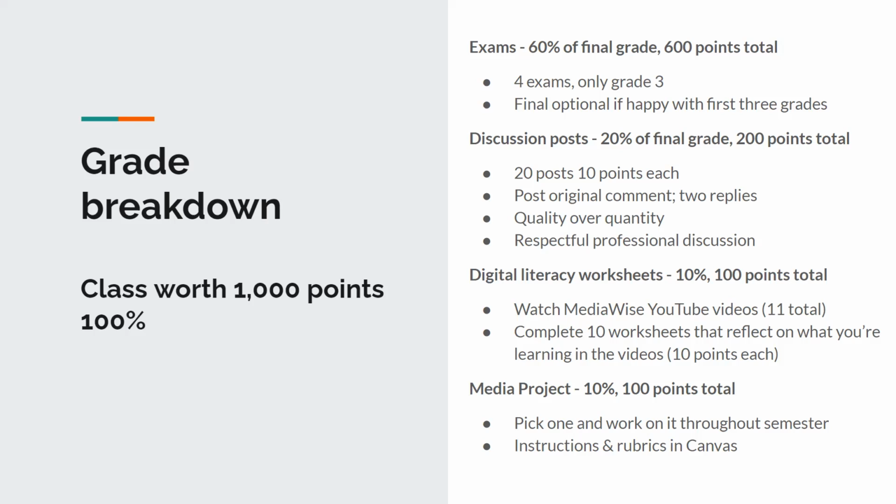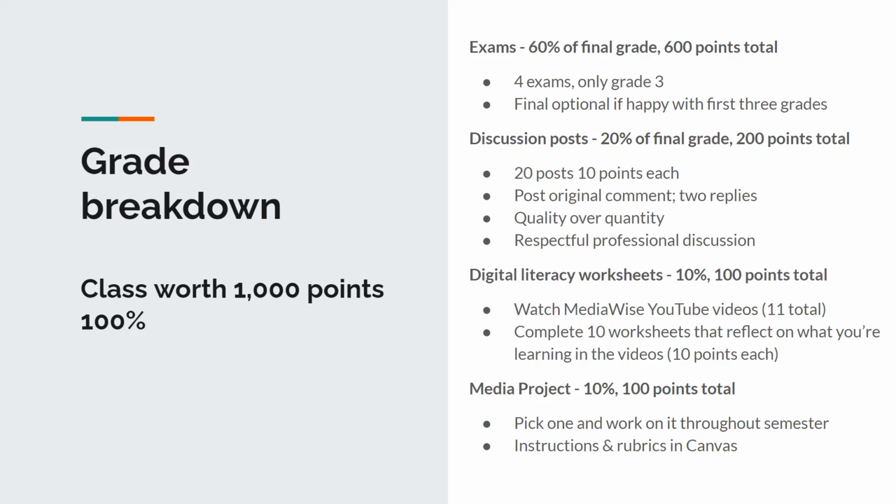Now, 10% of your grade will be through digital literacy worksheets. You're going to watch a MediaWise YouTube video series by author John Green. There are 11 total videos, but the first one is kind of an overview of the series, so you don't have to do a worksheet for that one. So make sure you start with the video called Introduction, and then do the 10 worksheets. You can do those all at one time. You can do them weekly. They are due mid-semester, so just make sure you keep up with the deadline. But again, that will be worth 10% of your total grade.